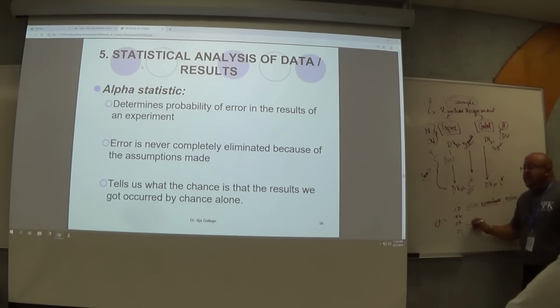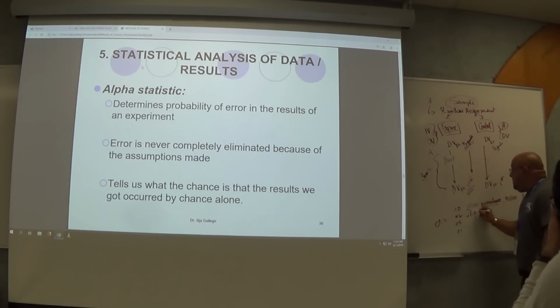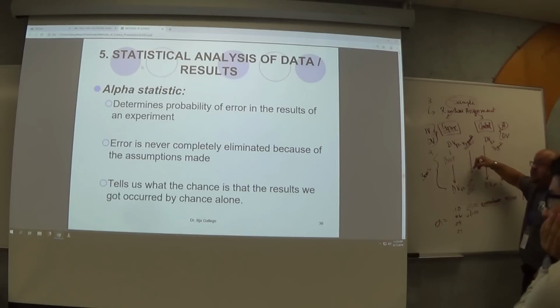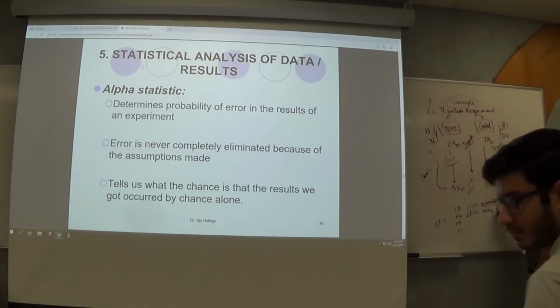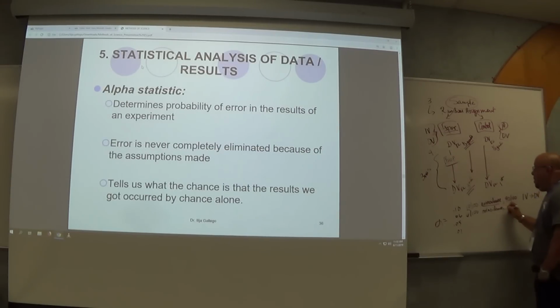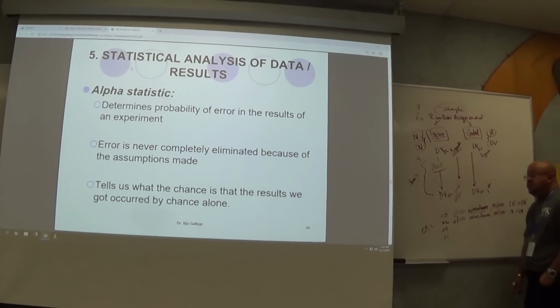So 0.06 means that 6 times out of 100 that we compare these two numbers, the dependent variable before and after the independent variable is given, 6 out of 100 times, it's a coincidence. That change was not real. The other 94 times out of 100, the independent variable is what's causing the dependent variable to change.